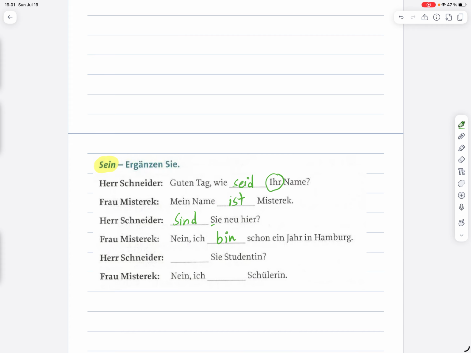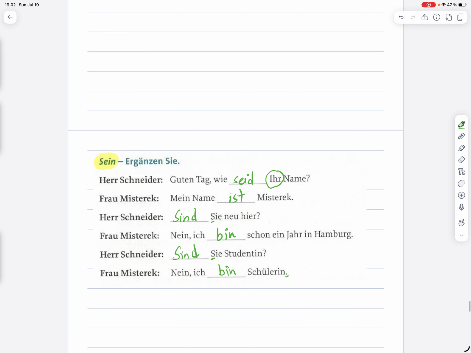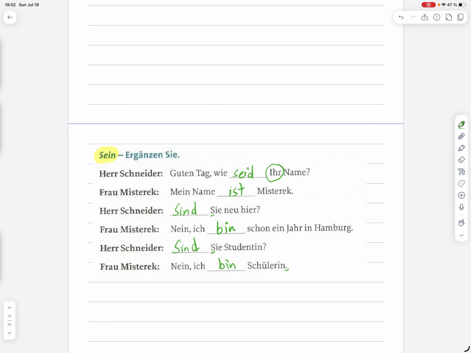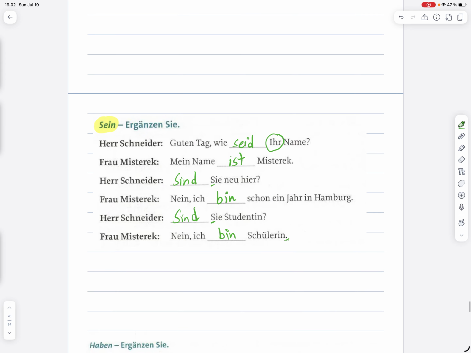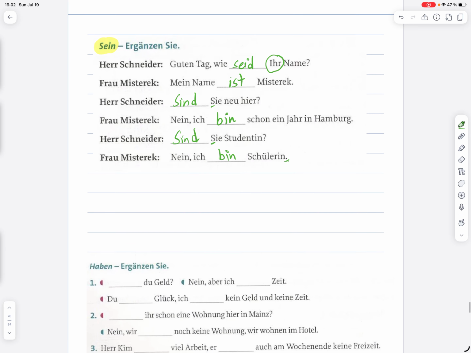"Herr Schneider, Sie Studentin." Now here you can see it's a capital S, right? So if it's capitalized, it's the formal case. So we will use "sind" again for the Sie. Then "Herr Schneider, sind Sie Studentin?" "Frau Mysterik, nein, ich bin Schülerin." I am a student in school, right? So that's how we do the conjugation for Sein. If you have any doubt, you can write in the comment section, or you can match your answer and see how good you did, right?